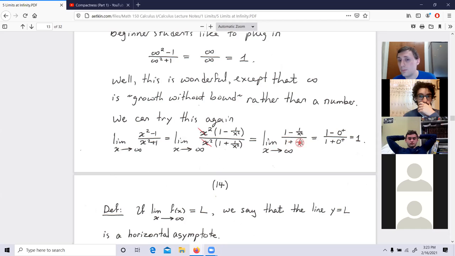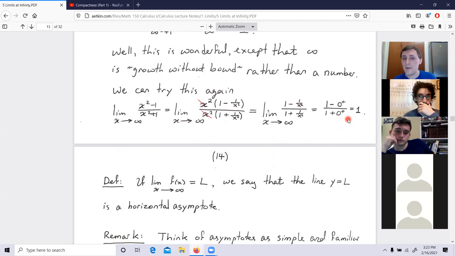Now, I know very well what happens here. One divided by a huge number is essentially zero. And that same thing is over here. You see, so it's one minus a zero plus, divided by one plus a zero plus. So the ratio is very close to one over one. And the answer is indeed one.